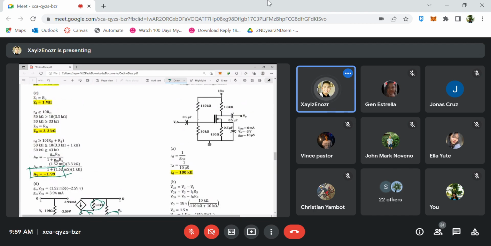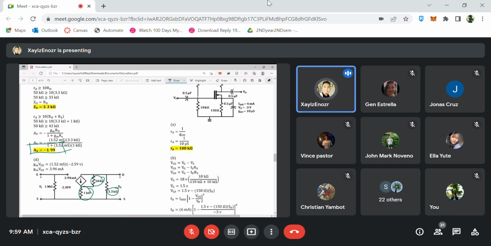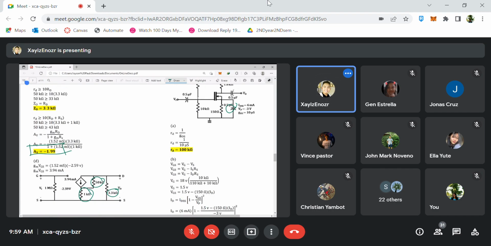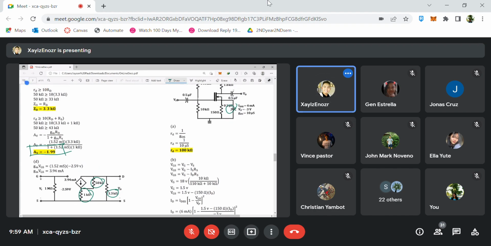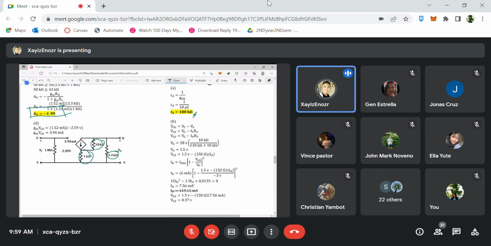Katulad dito, we have here D-MOSFET. So ganun lang din may formula niya. Pareho silang Shockley's equation with JFET. So we have voltage divider here, so may bypass capacitor. So ganun lang siya. So RD, so ayan. Reciprocal ng GOS. So then, find VGS.